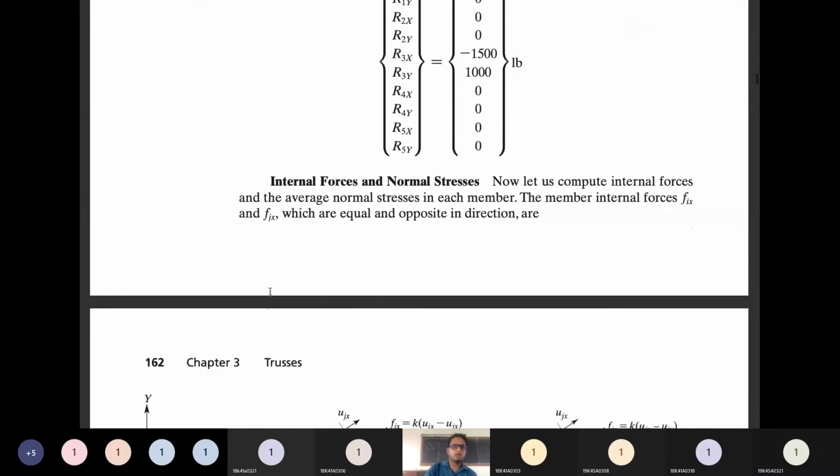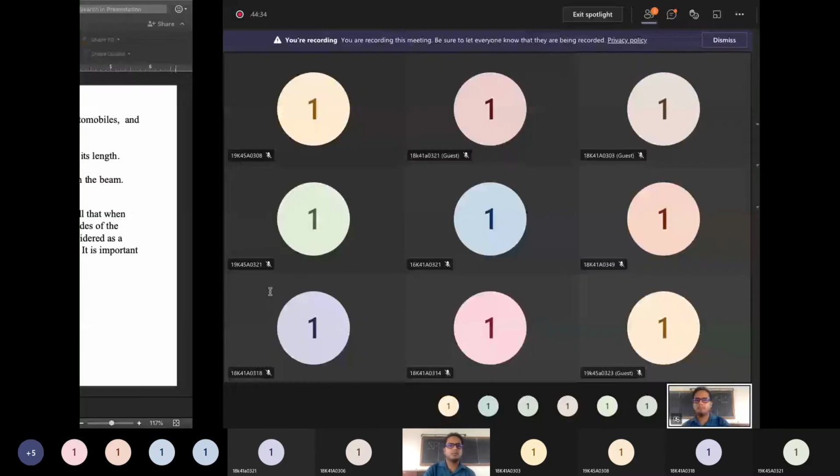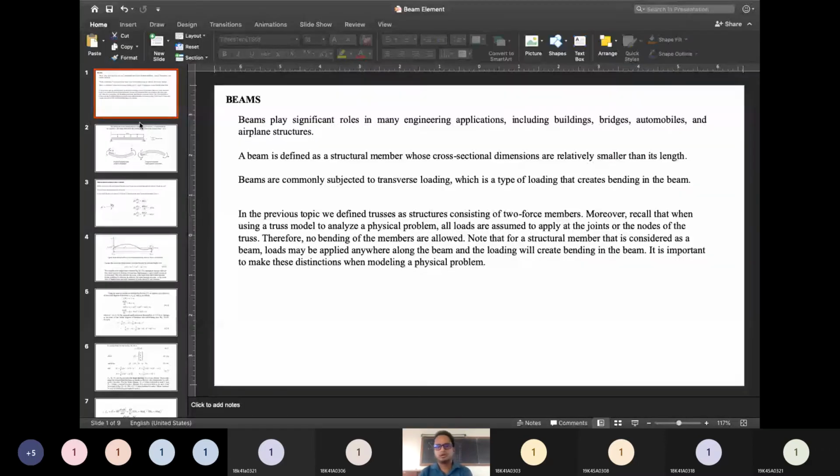Now, coming to our next topic, that is your beam element. So now let's see what is beam first and then we will derive its shape function. So once again, I am telling you from this chapter, it is your unit number 3. In unit number 3, you have to study your truss element and your beam element. Mind it. Once again, I am telling you, truss element and beam element.